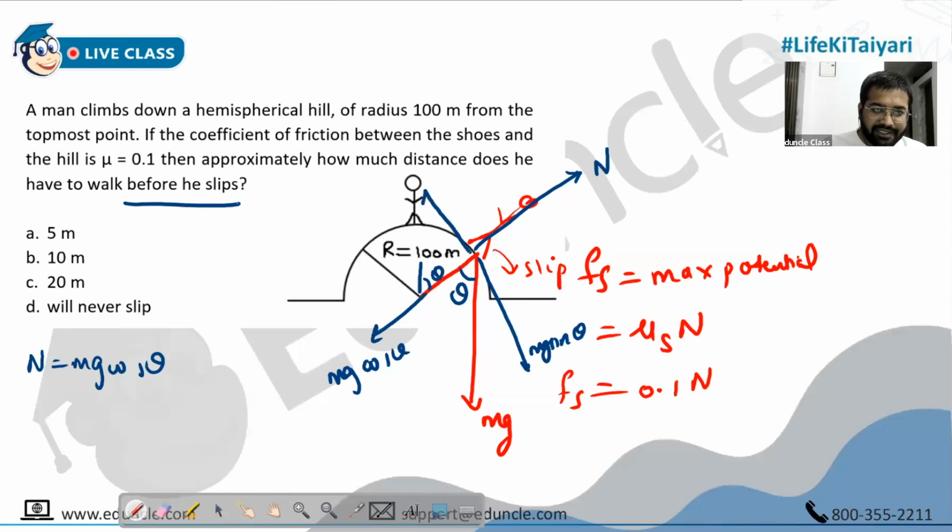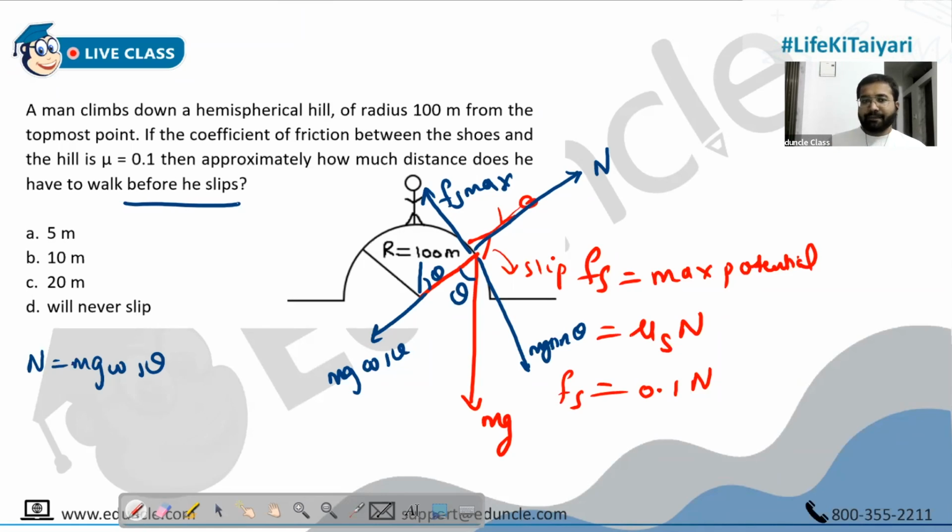Friction is going to act in the opposite direction. Fs has reached its maximum value. When you say just before he slips, so when you say it slips, it means acceleration. He is going to accelerate post that. Before that, he is simply walking, let's say, with some constant velocity.